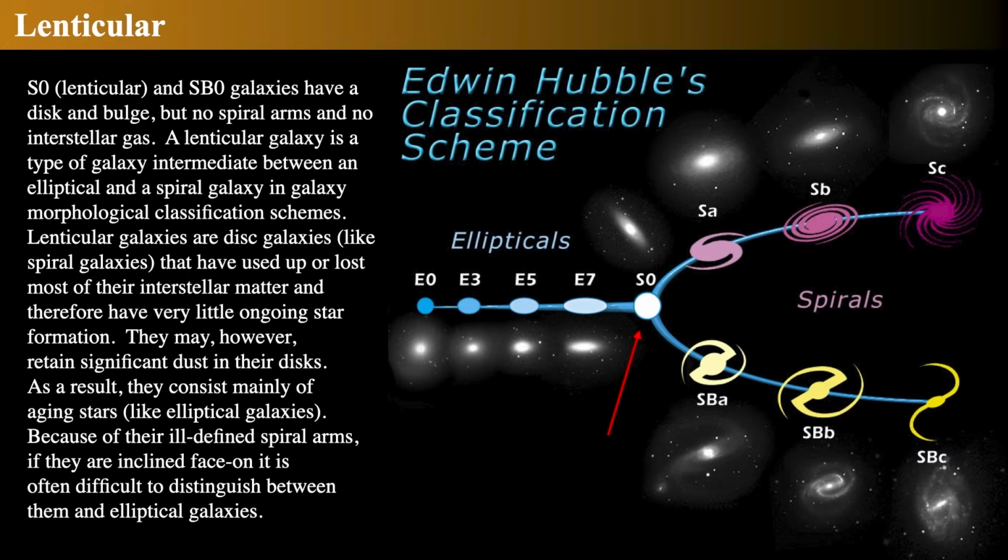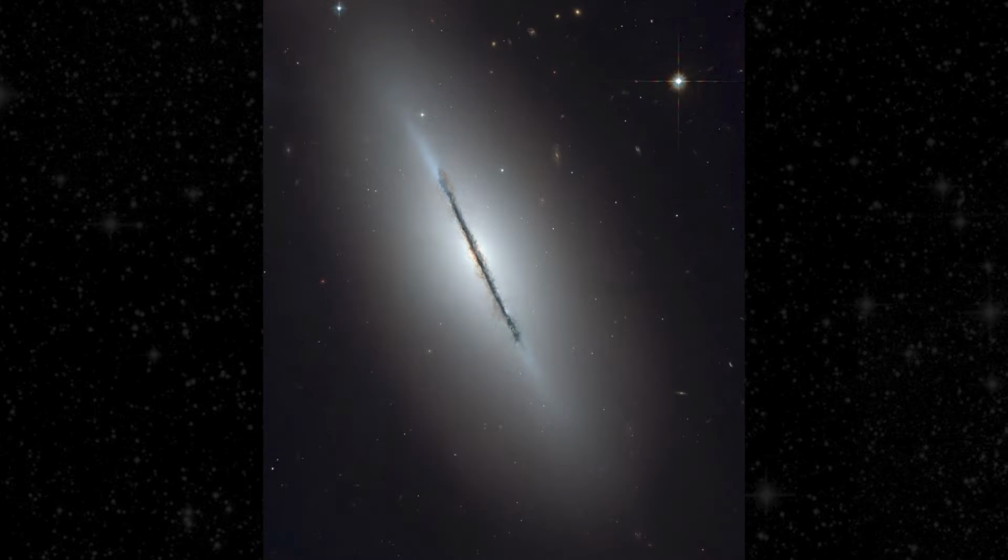And they do have dust in their disk. So a lenticular can have dust lanes, even though there's almost no star formation going on. So that means the hydrogen gas is gone, but there's still dust left over, which is interesting. Because if they have very ill-defined arms, and if they're face on, meaning you see most of them from the side, you won't necessarily see that dust, and a lenticular can easily be mistaken for an elliptical if they're not seen edge on.